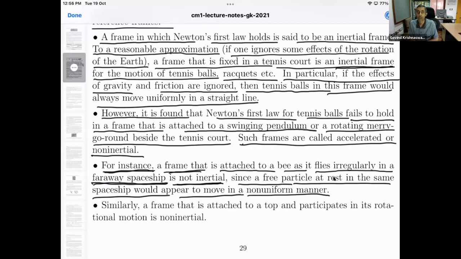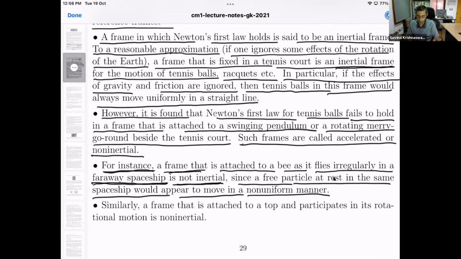So we have come to the first important observation that Newton's first law doesn't hold in all frames. We have to restrict to a certain class of frames, and it's only in those frames that it holds. So in the case of the spaceship, a frame that is fixed in the spaceship would be an inertial frame. A ball that is at rest in the spaceship would appear to be at rest. It would not move. So that would be an example of an inertial frame.